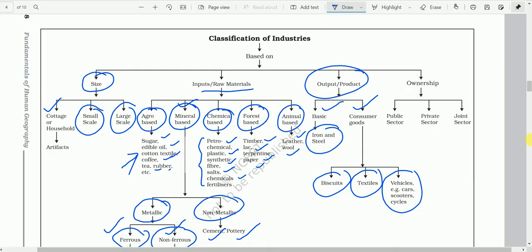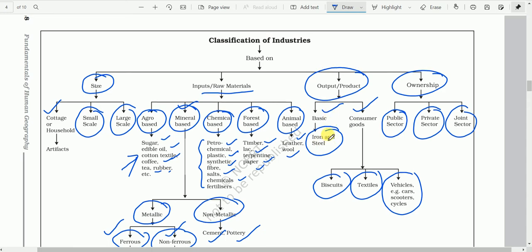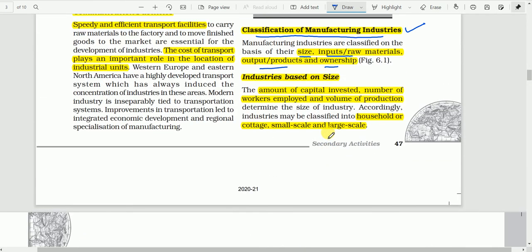Last but not the least, on the basis of ownership, we have three types of industries given here: public sector, private sector, and joint sector. So these are the different types of industries on various bases. So now let us go into detail.